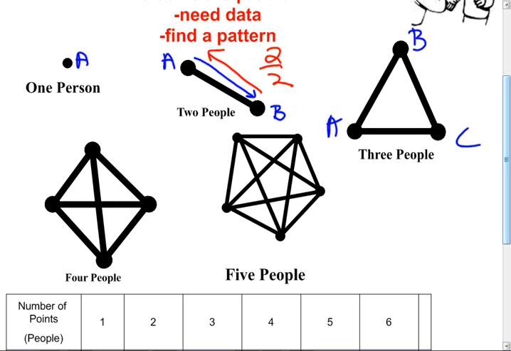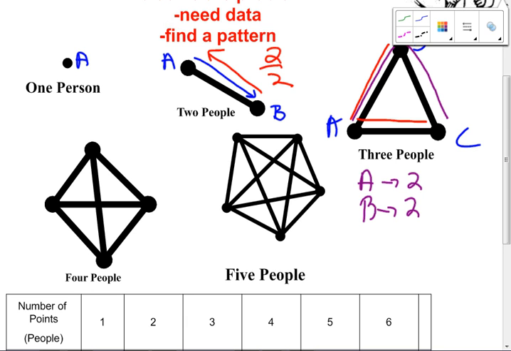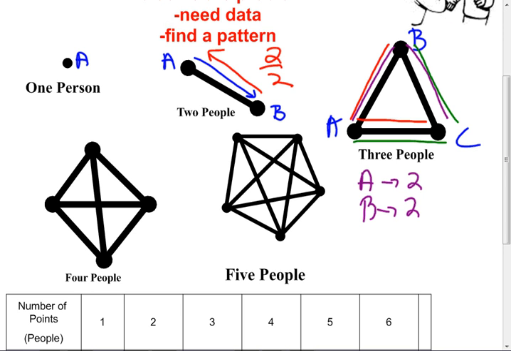Okay, so now let's do 3 people. A shakes B's hand, and A shakes C. Then B shakes A's hand, and B shakes C. So from A, we had 2 handshakes, right? From B, we had 2 handshakes. And from C, I got to get a new color. C shakes B's hand, and then C shakes A's hand.